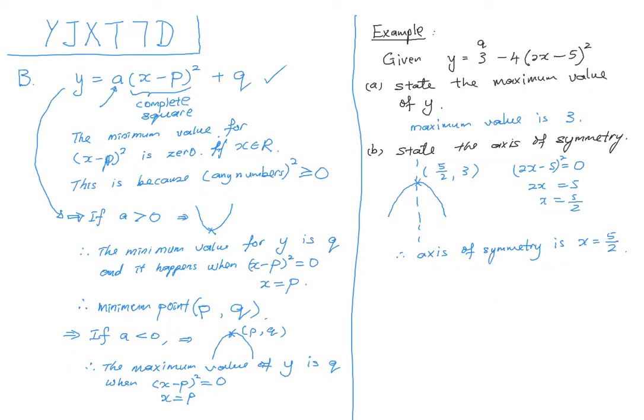Now, if I ask you part C, find the x-intercept and y-intercept. So this one, can you see it straight away? The answer is no. So how to find the x-intercept and the y-intercept?